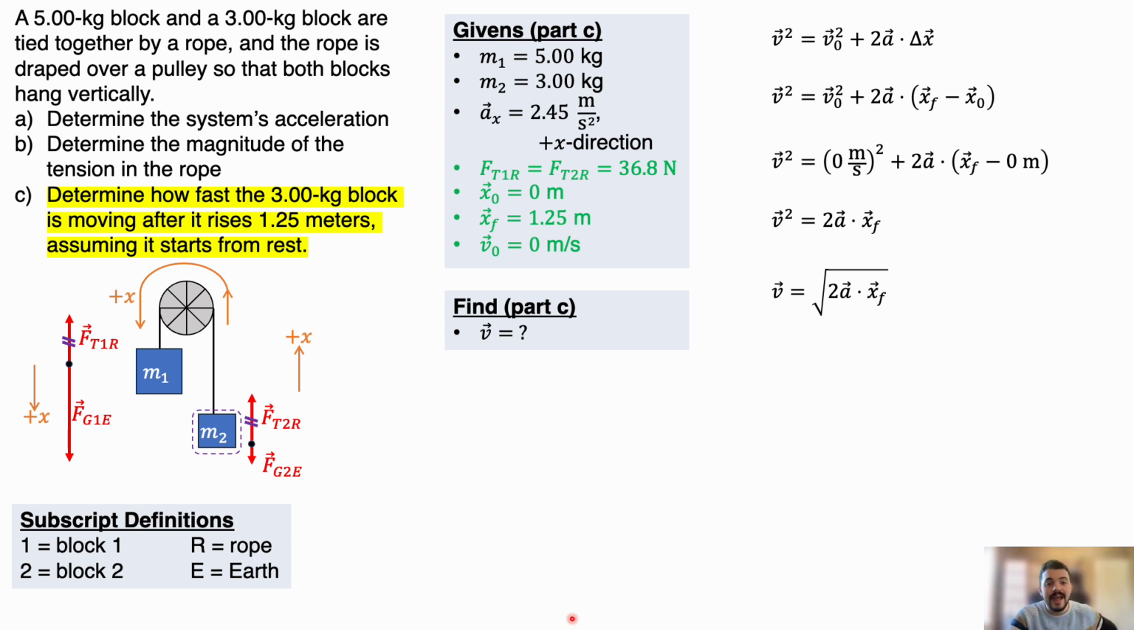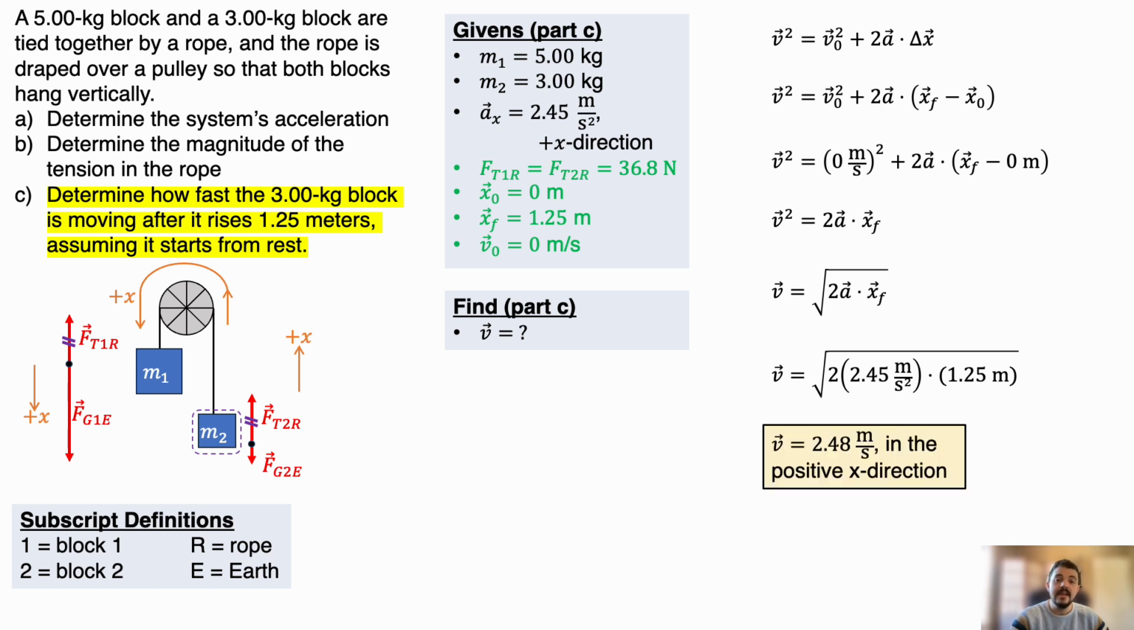And there we go. My final velocity is equal to the square root of 2 times the acceleration, which is in my givens, and position final, which is in my givens. And so I can go ahead and plug in those number values now. And when I do that, I find that the final velocity is 2.48 meters per second. And that'll be in our positive x direction because we chose the x direction to be the direction in which things are moving. So we've now reached the end of the problem.